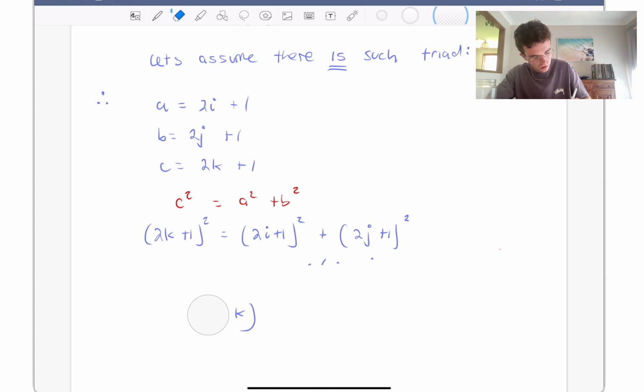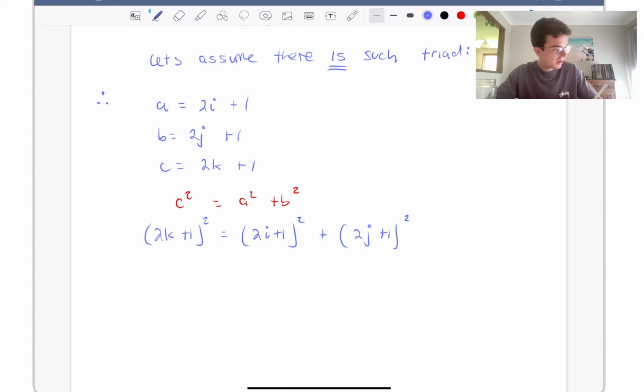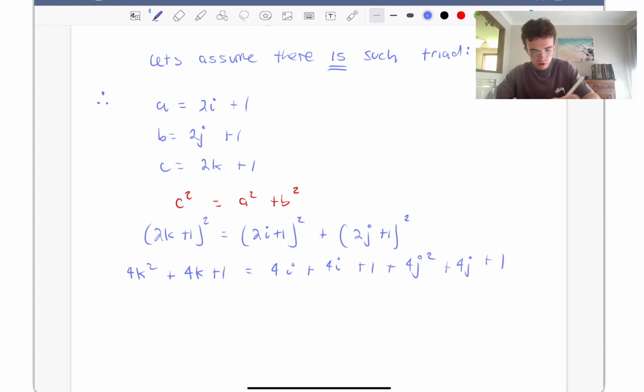Okay, if we expand all of this, I think I did too many steps in one there. 4k squared plus 4k plus 1 is equal to 4i squared plus 4i plus 1 plus 4j squared plus 4j plus 1. First of all, we can kill one of the ones there, and this is going to equal 4k squared plus k is equal to 4i squared plus i plus j squared plus j plus 1.